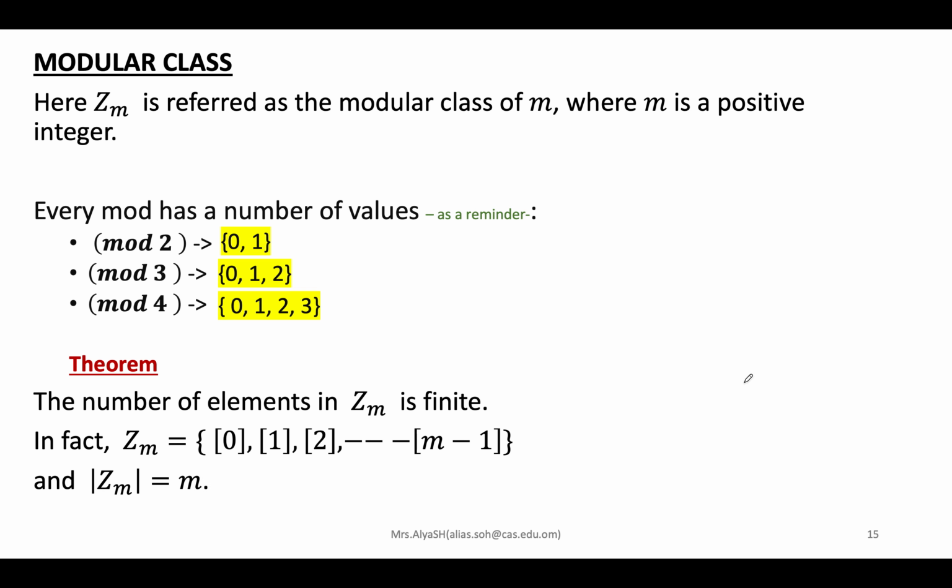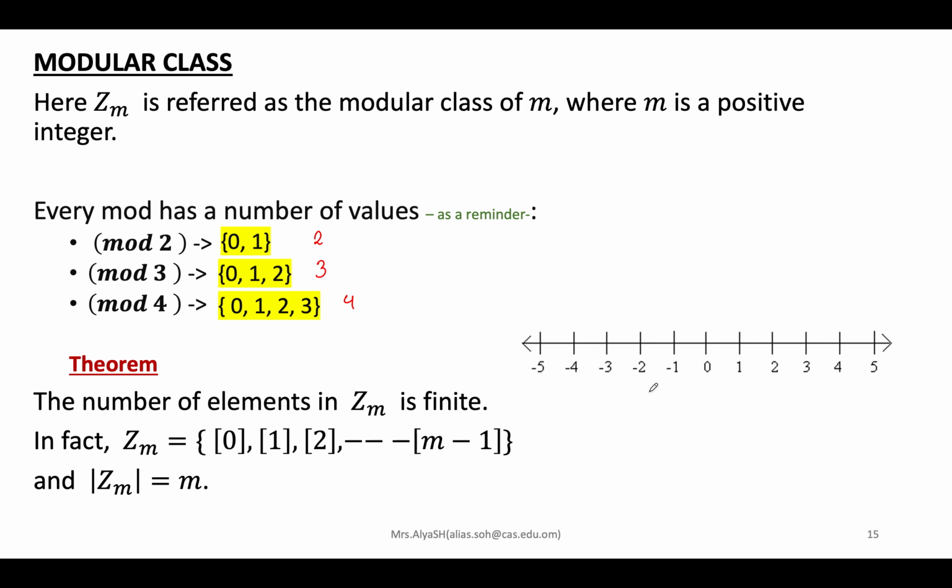So from here you noticed that the values of remainders that can be gotten for any mod range from 0 until M minus 1, and the number of elements inside the set equals M itself. So here we have 2 possible remainders, 3 possible remainders, and here we have 4 possible remainders.